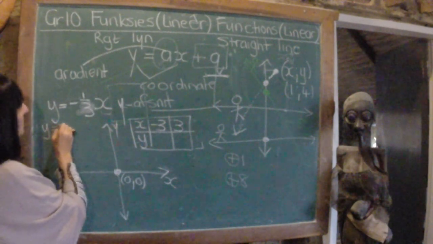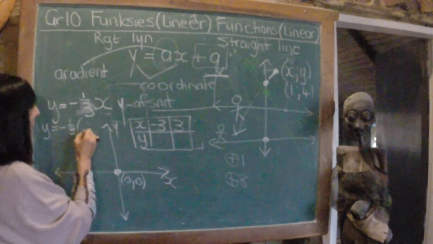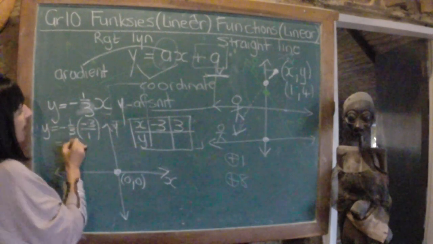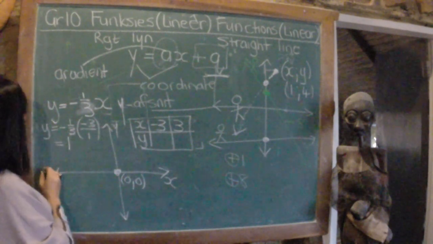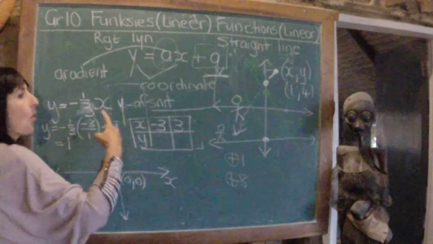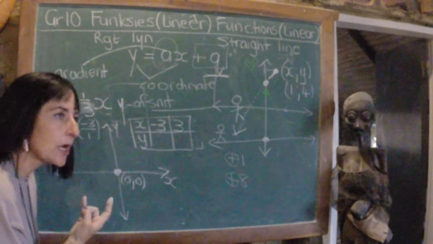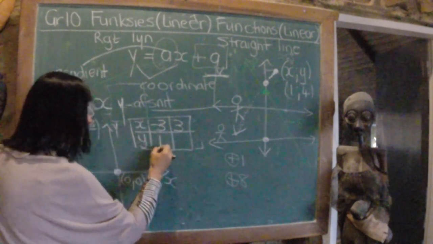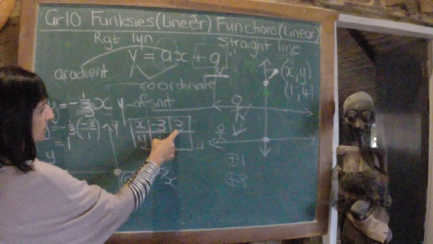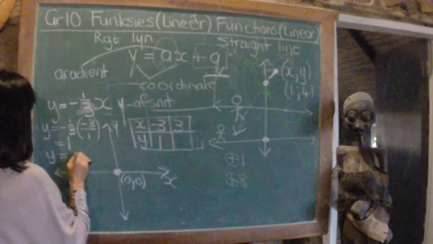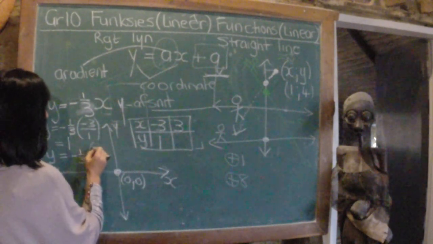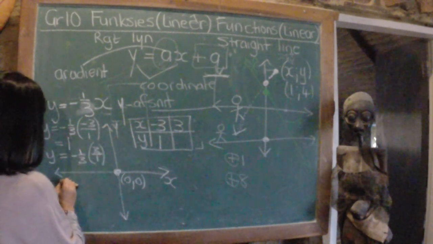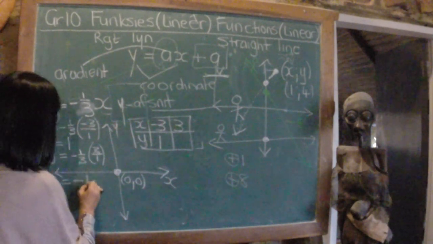Okay, so I'm going to substitute minus 3 on 1. 'n Minus maal 'n minus is 'n plus, en 'n derde maal 3 is altyd 1. So 'n getal en sy omgekeerde, sy produk is altyd 1. So kom ons gaan doen dit sommer en ons sê the answer is 1. So let's substitute 3. Ek gaan nou minus 1/3 maal met 3 op 1. So ek gaan hierdie uitkanselleer en dan is my antwoord min 1.